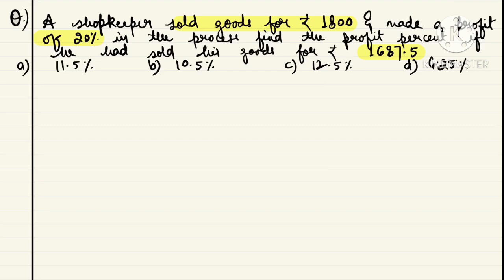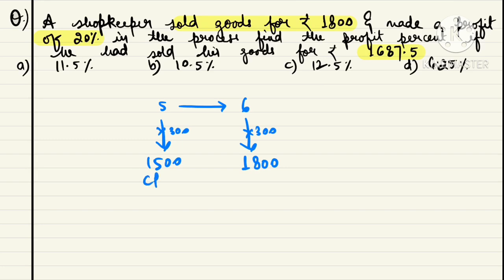So he sold goods for rupees 1800 and made a profit of 20%. So 20% profit means 5 to 6, and the selling price given is 1800, right? So what will be the cost price here? As we can see, 6 into 300 is 1800. If you multiply it here by 300 also, we will get 1500. So 1500 is the cost price here. Fine.